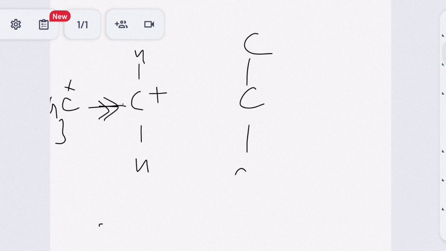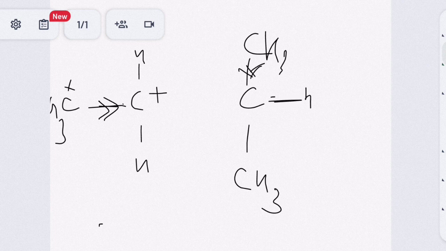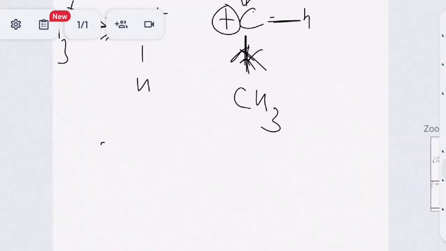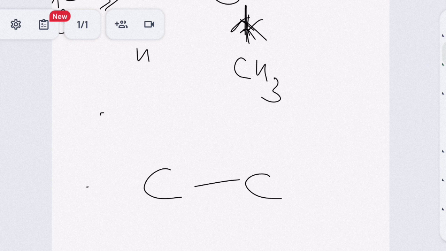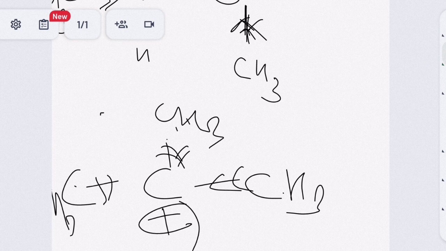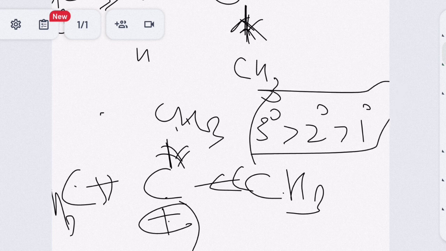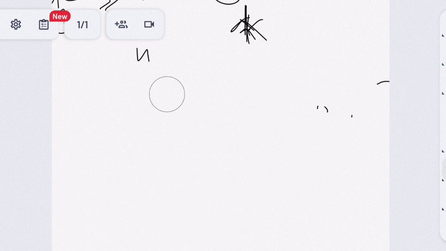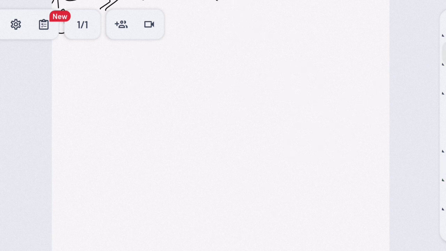Now in case of 2 degree, we have two alkyl groups, and here one is hydrogen. So we have two CH3s donating, so it will give it more electrons to make it stable. And subsequently in the 3 degree one, it will be getting electrons from 3 methyl groups, so it will get more stability. So we can conclude that 3 degree is more stable than 2 degree and 1 degree. This is the order of stability of carbocation, and this will help us understand whether the haloalkane being formed is tertiary, primary or secondary.